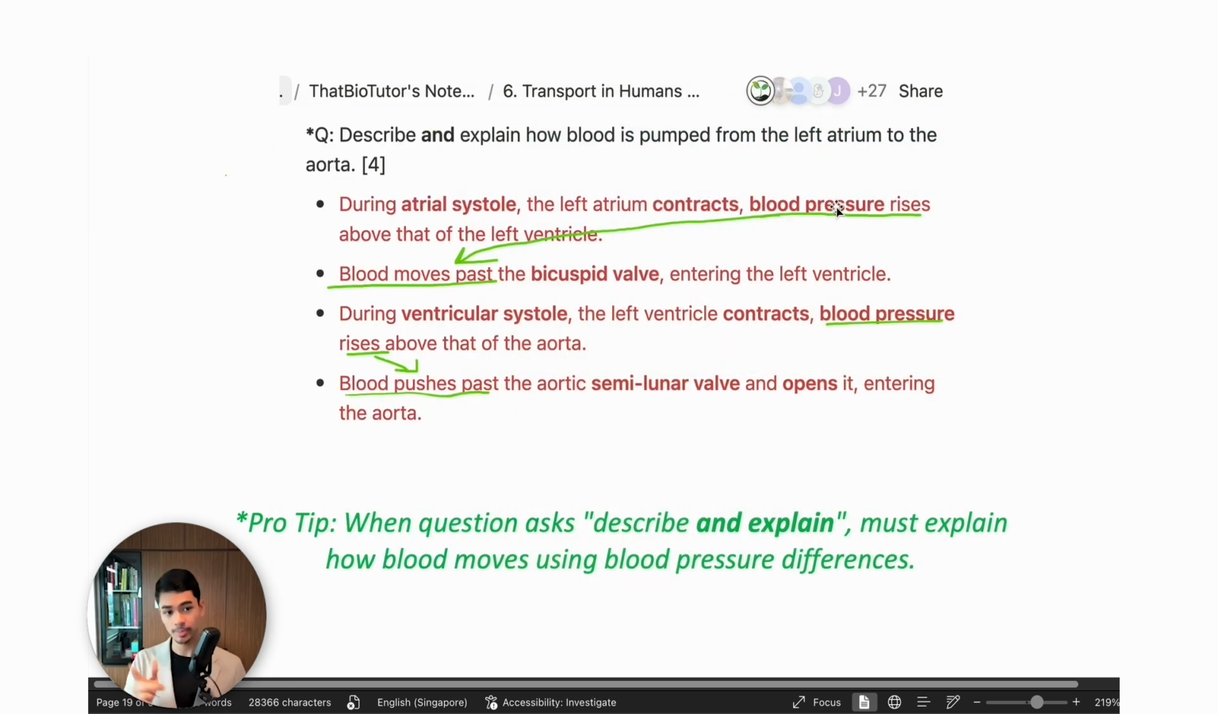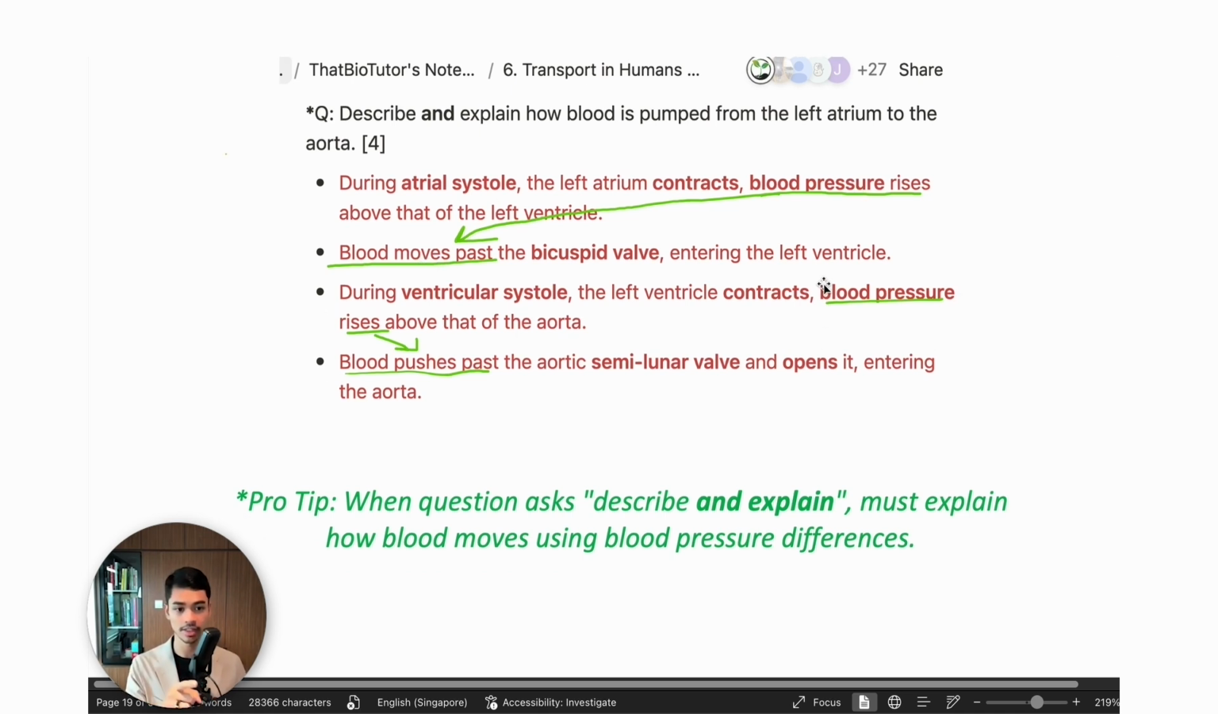You can see that blood pressure rises, and then that causes the blood to move from atria to ventricle, past the bicuspid valve. So blood pressure is the explanation, the reason for why blood moved. And then here another one again, blood pressure rises, and then that causes blood to move from left ventricle to aorta. So it's explaining why the blood moves, the reason behind why the blood moved. Okay, so that's an explain question. You must use blood pressure to explain why blood moves.